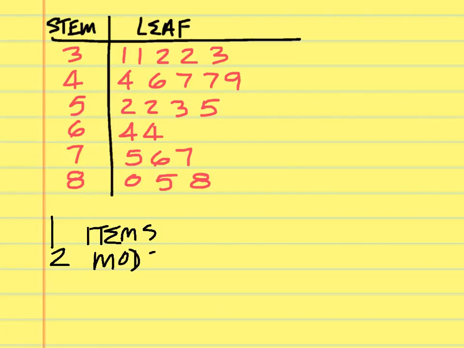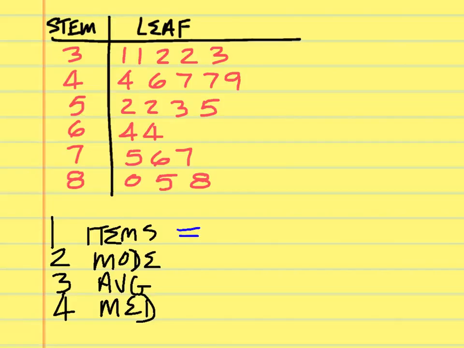For this practice problem, you have to find the number of items, the mode, the average, and the median. Round to the tenths place when necessary. How many items are in this list? 22. Did anybody else have 22? Okay, so it's 22. And what number shows up the most number of times?